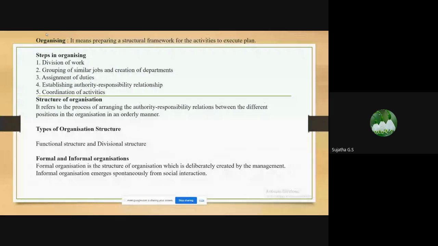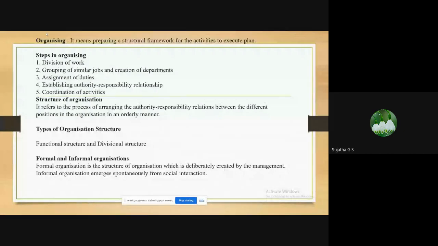Then steps in organizing. First, division of work. The entire work of an organization is divided into different jobs, and different posts are created for doing different jobs.